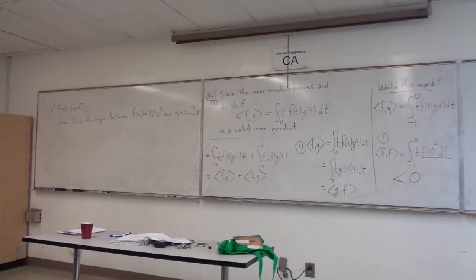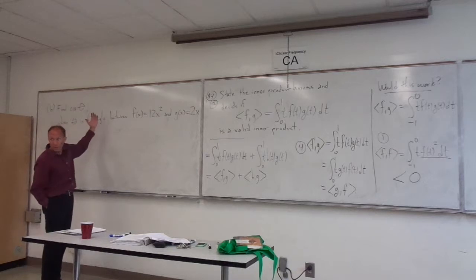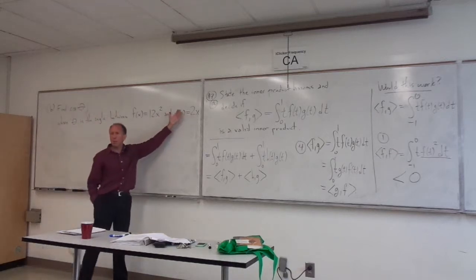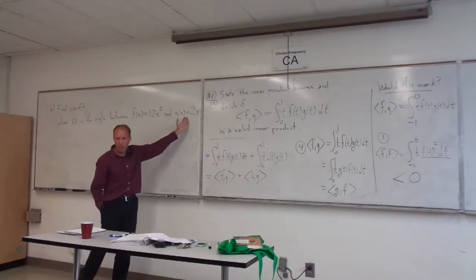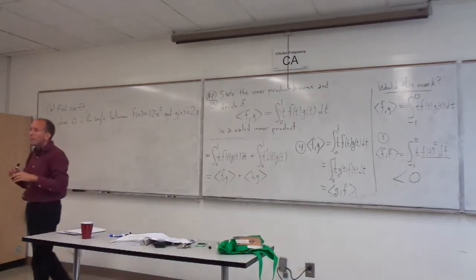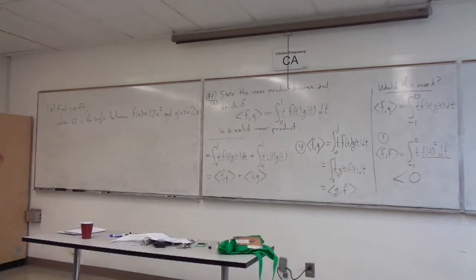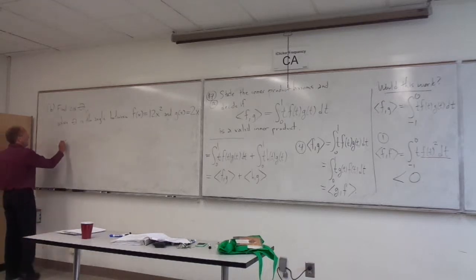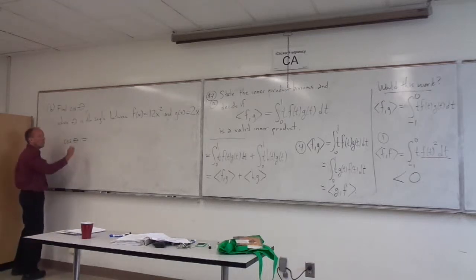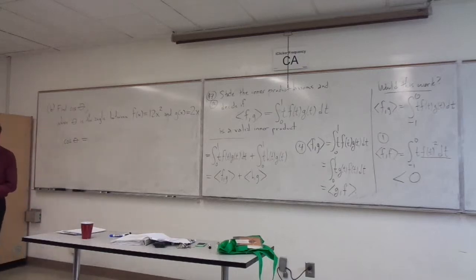So we can't really visualize this angle because we're talking about vectors that don't really have pictures that go with them very nicely. But we can still define the angle between these two vectors. So does anybody remember the formula for the cosine of the angle between two vectors?